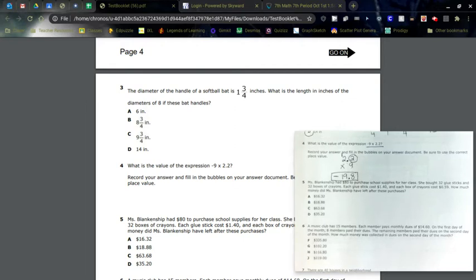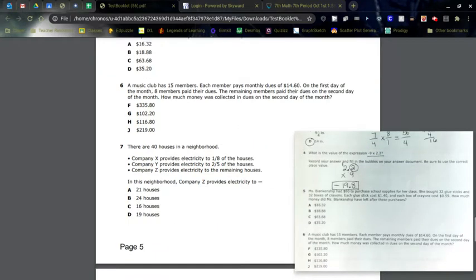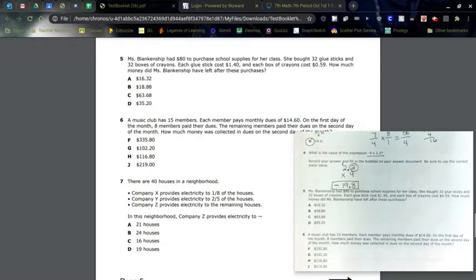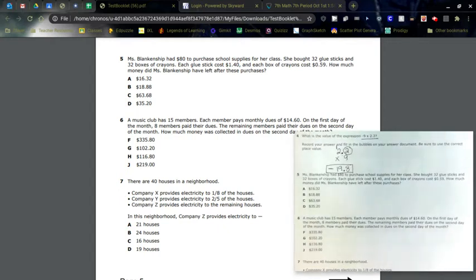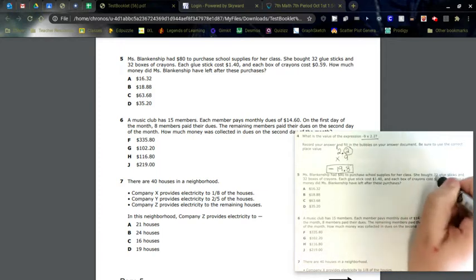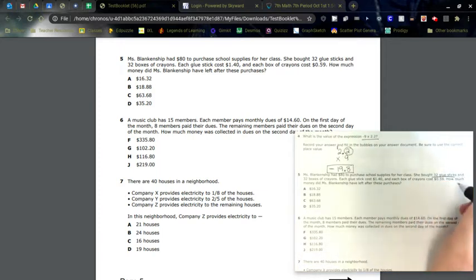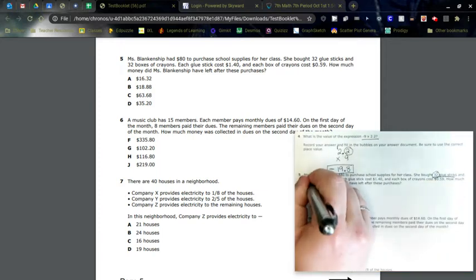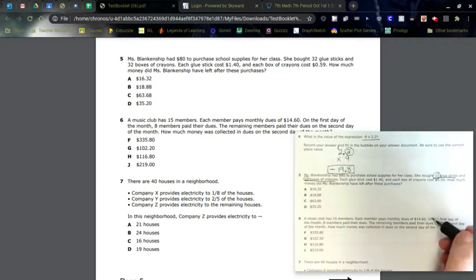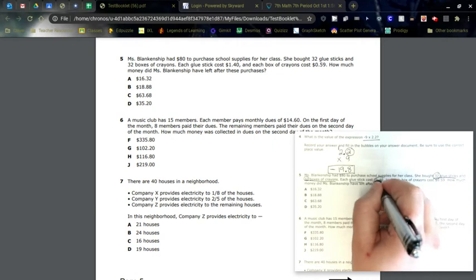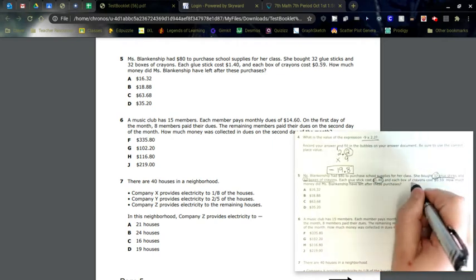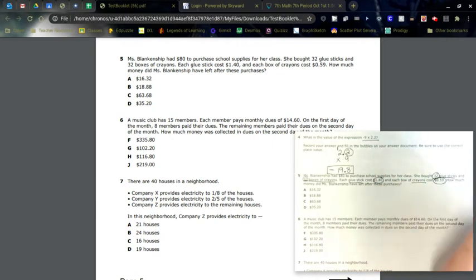Okay. Miss Blankenship had $80 to purchase school supplies for her class. She bought 32 glue sticks and 32 boxes of crayons. Each glue stick cost $1.40. So glue sticks cost $1.40. And each box of crayons, so crayons, cost 59 cents. How much money did Miss Blankenship have left after these purchases?